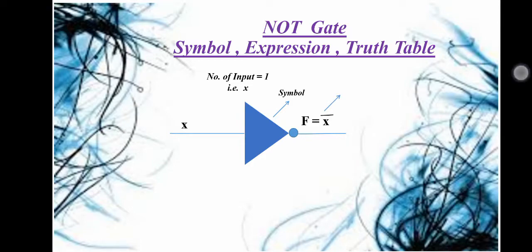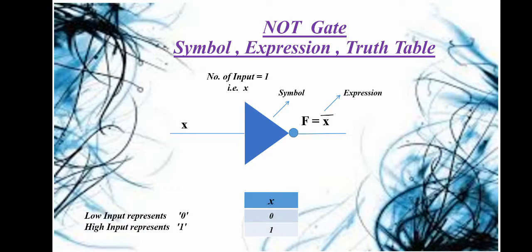Coming towards the truth table, here low input represents 0 and high input represents 1. X is the input, so there is only a single input. It means there will be a single combination of 0 and 1. When the values are inverted, 0 will be converted into 1 and 1 will be inverted into 0. So if the input is 0, it will be inverted into 1, and if the input is 1, it will be inverted into 0. So this is the truth table of NOT gate.